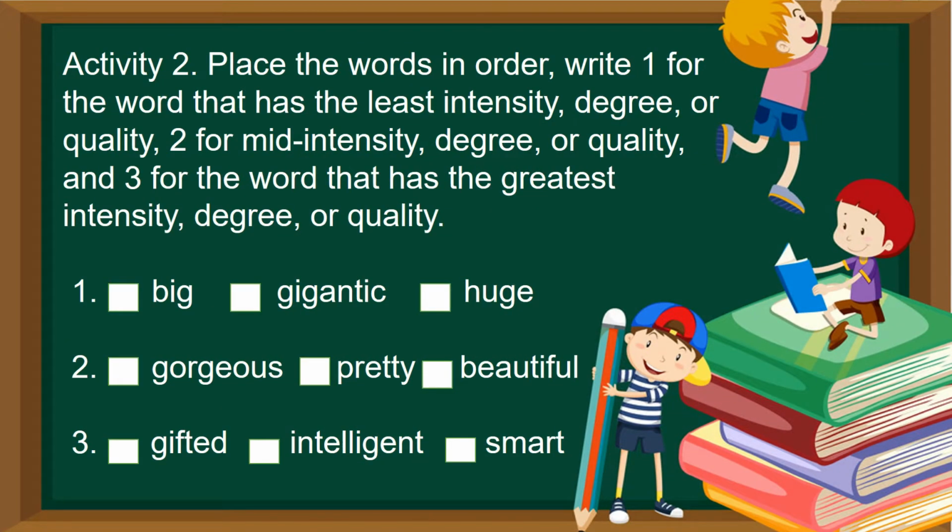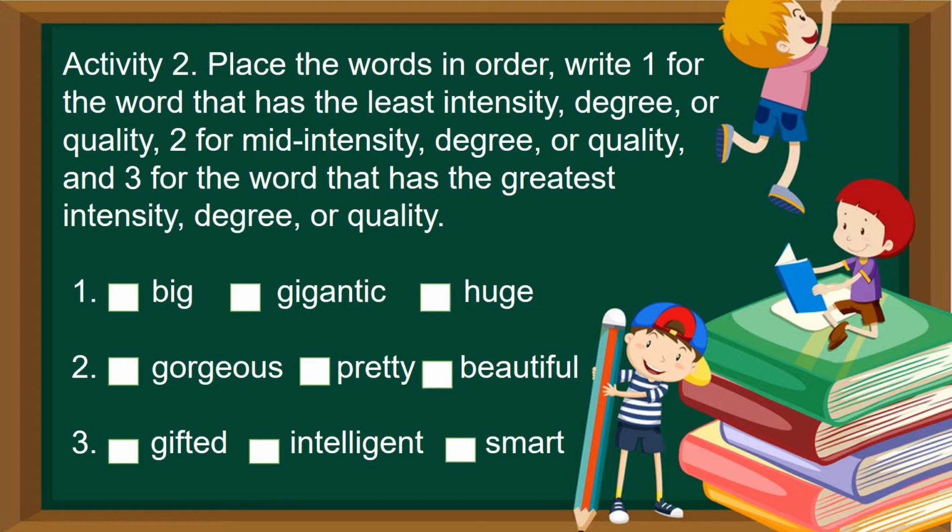Let us proceed to activity 2. Direction. Place the words in order. Write 1 for the word that has the least intensity, degree, or quality. 2 for mid-intensity, degree, or quality. And 3 for the word that has the greatest intensity, degree, or quality.